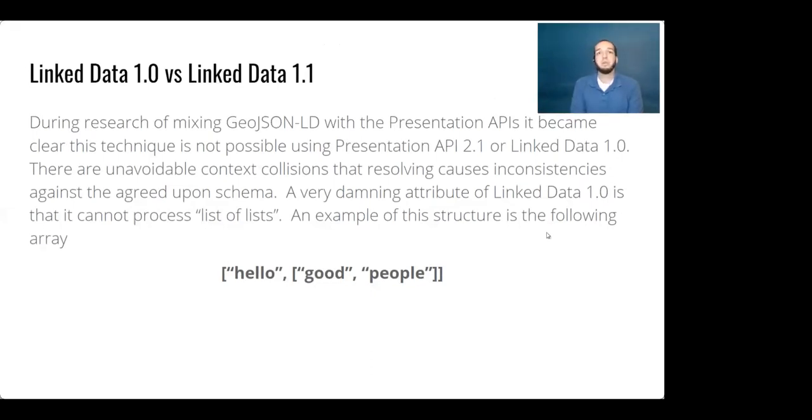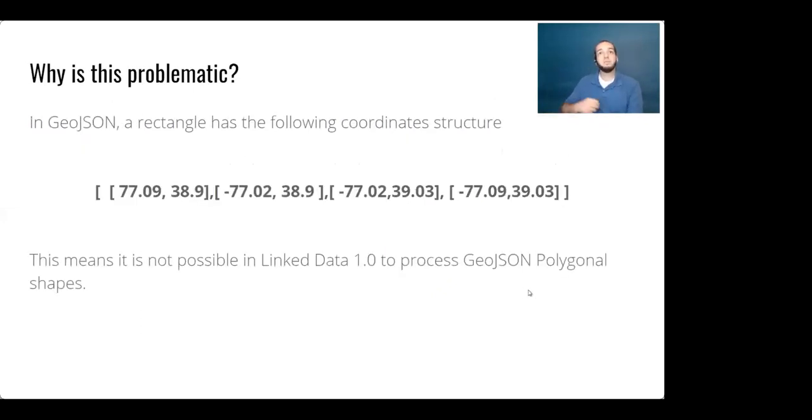Here we will look at why it's so much trouble that Linked Data 1.0 cannot process lists of lists. When it comes to GeoJSON, here's how it represents polygonal shapes, an array that encapsulates all the coordinates for that shape, when each coordinate pairing is, of course, an array. This means it's not possible to process GeoJSON polygonal shapes in Linked Data 1.0, which means no one would be able to use polygons to represent their data.